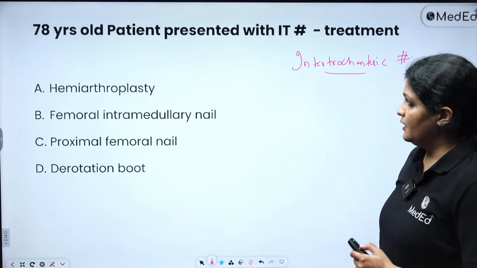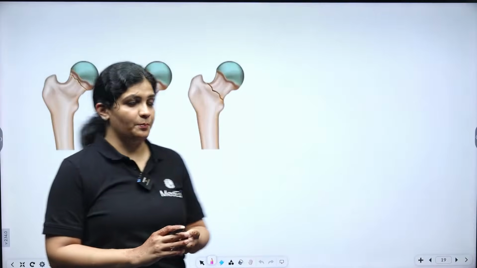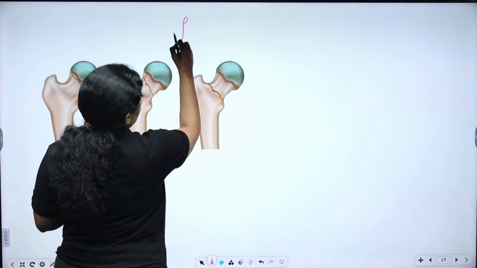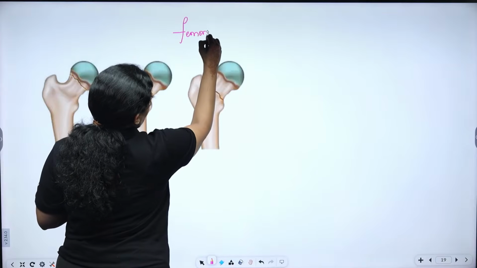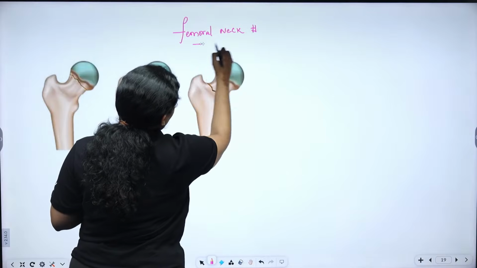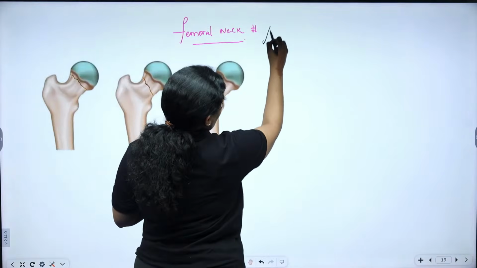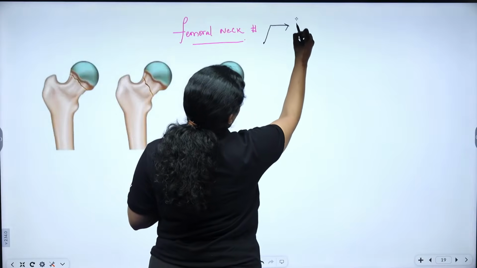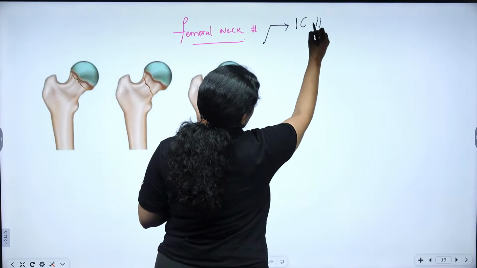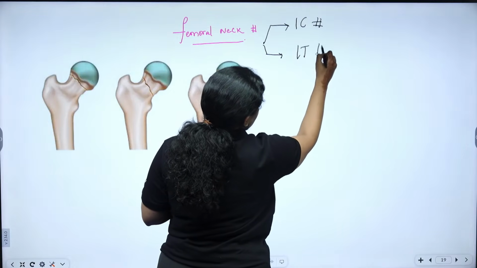Yes. Now going back to femoral neck fractures, a very important topic. So what will actually happen in femoral neck fractures? Let us see. Whenever they want to test your knowledge, they will ask you this question. There are two important fractures in the proximal femur. One is called the IC fracture, that is intracapsular fracture. The second one is called the IT fracture, that is intertrochanteric fracture.